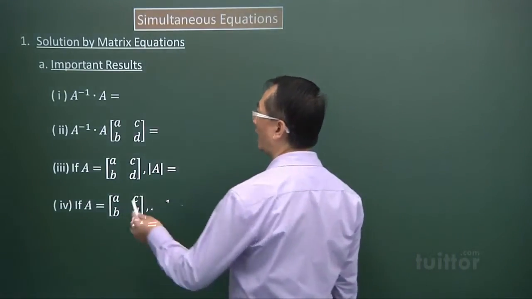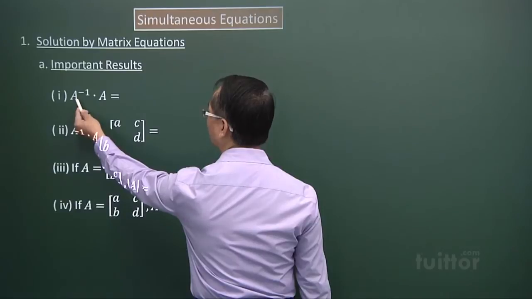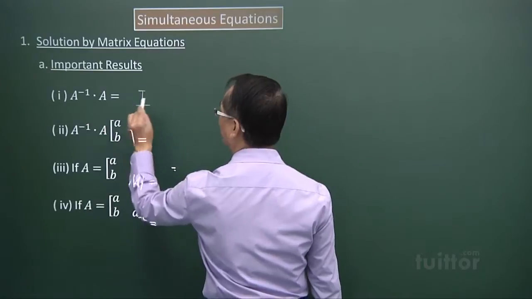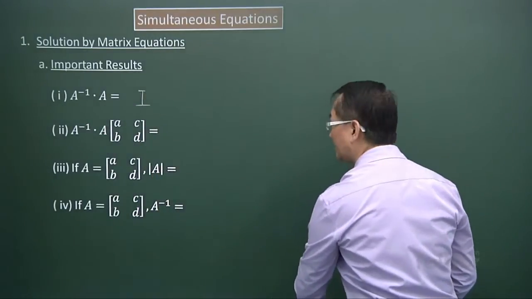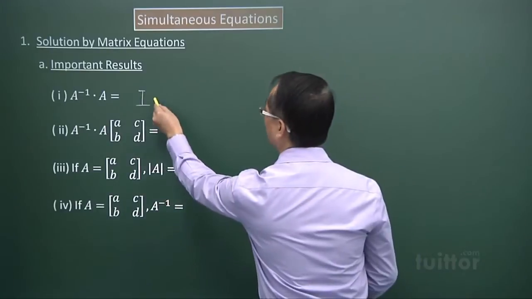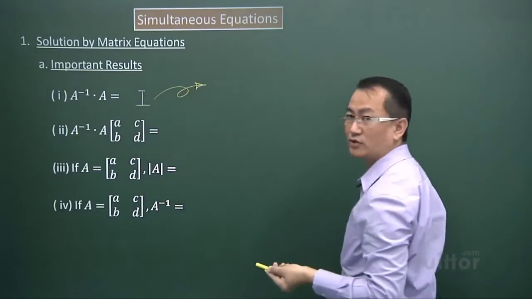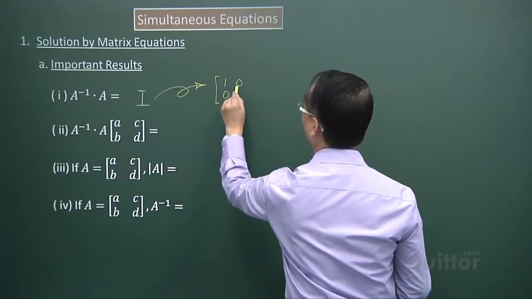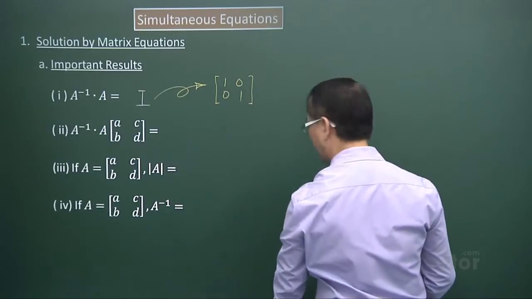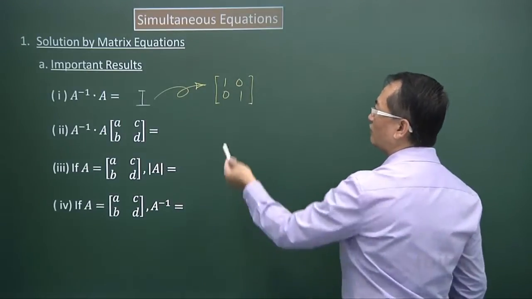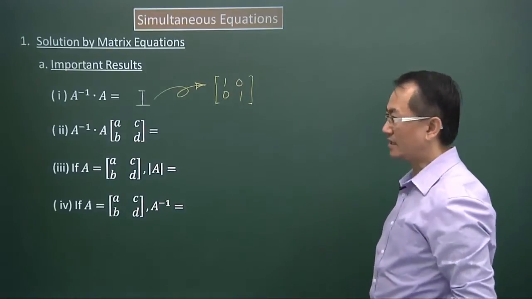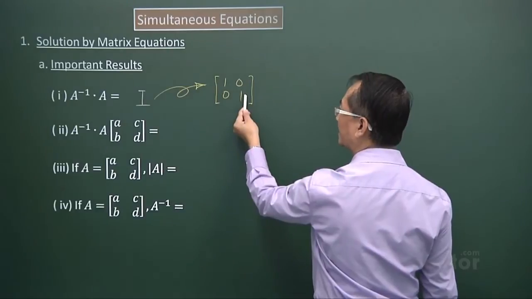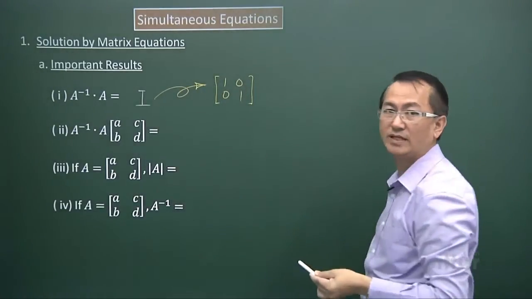Part 1, we have the inverse matrix of A multiplied to A. So I will get an identity matrix. What that means is a 2 by 2 matrix with elements 1, 0, 0, 1 in it. The property involving the identity matrix is such: if I have a B matrix multiplied to the identity matrix, I'll get back the B matrix.